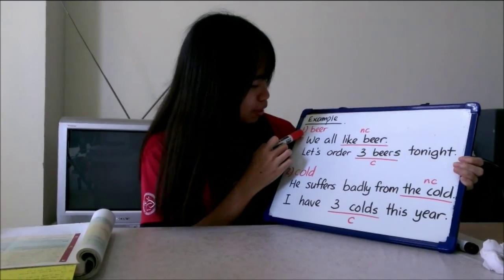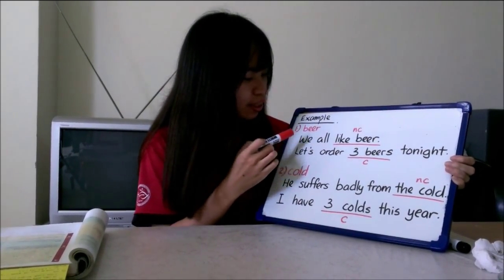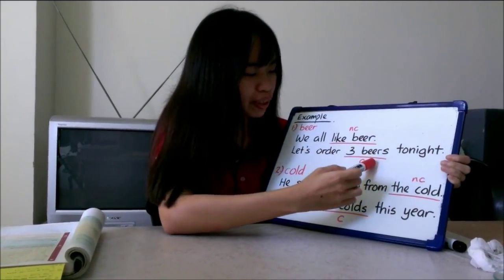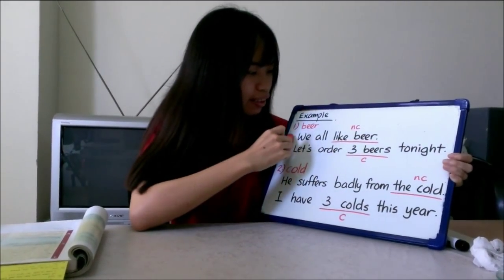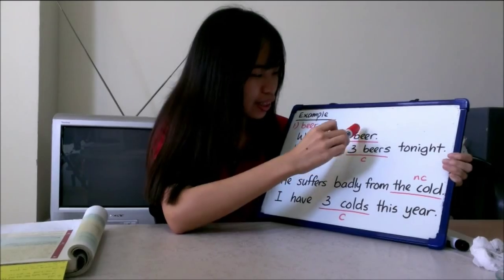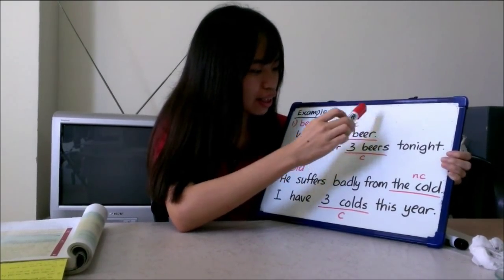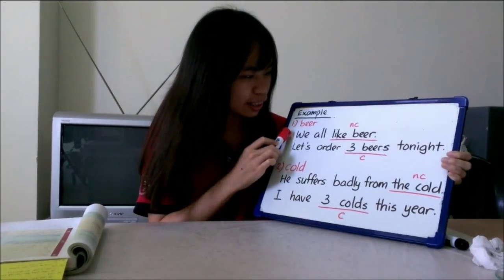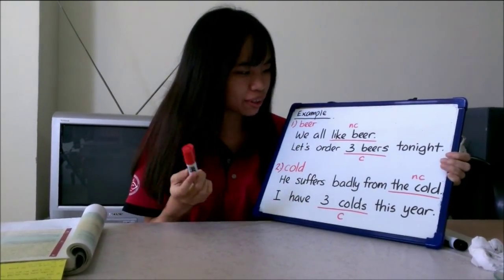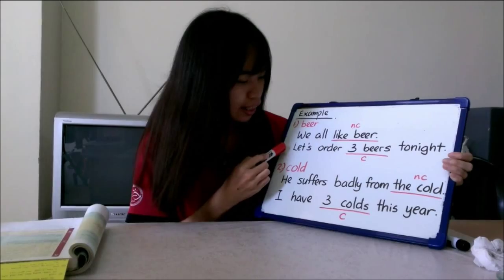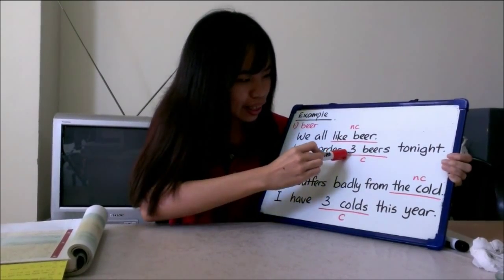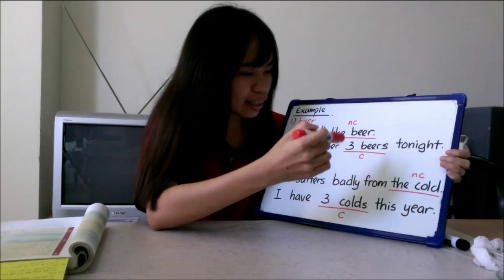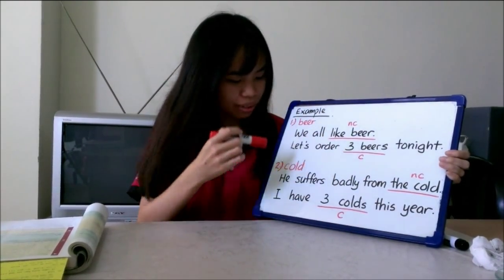The first example, the noun given is beer. We all like beer. Let's order 3 beers tonight. The first sentence indicates beer is a non-count noun because it gives a general meaning, while in the second sentence, 3 beers, which I underline, is a count noun because it has a concrete meaning.